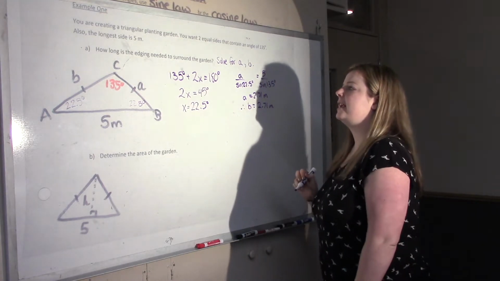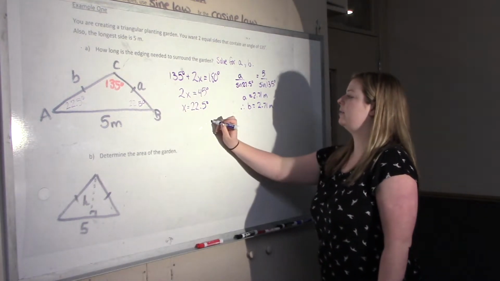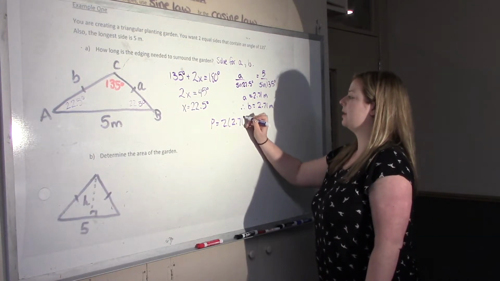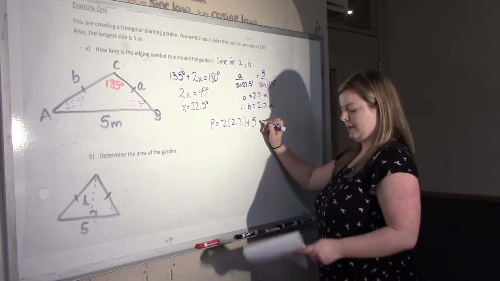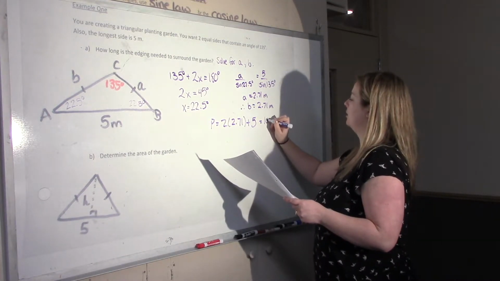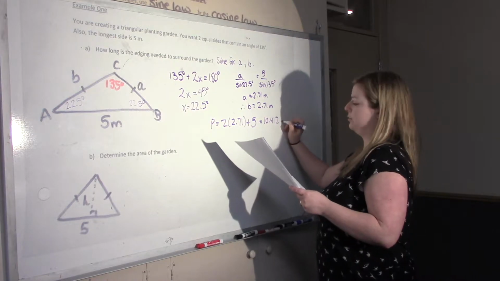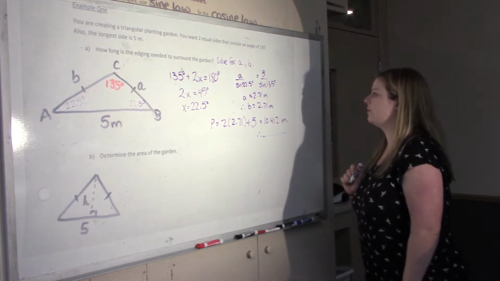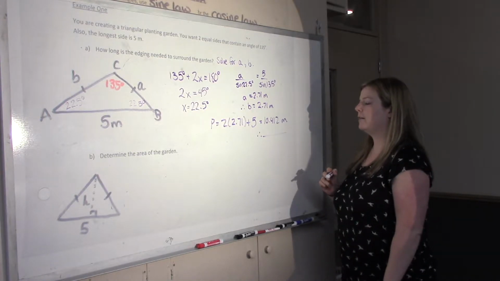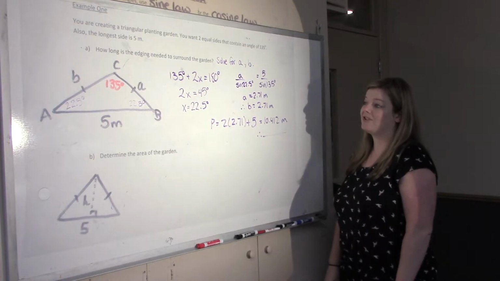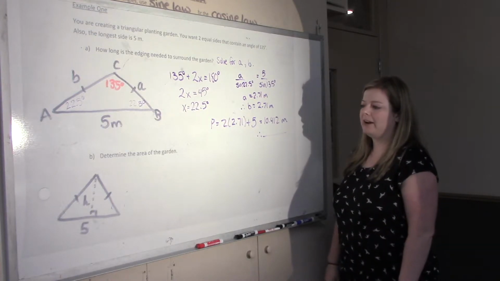Okay, so how much edging is needed to surround the garden? Well, the whole perimeter will be 2 times 2.71 plus 5. That gives me a grand total of 10.412 meters. So you can write a nice sentence: therefore 10.412 meters, or approximately 10.5 meters, will be used to edge the garden. So now how about the area of the garden?